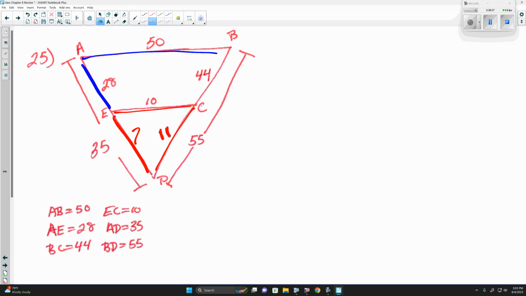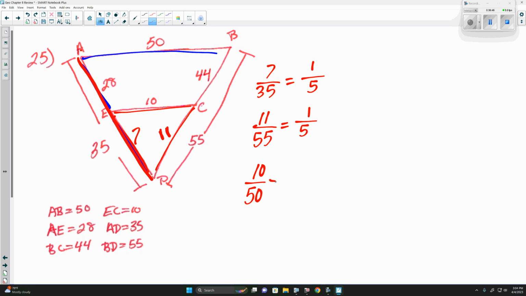We can do the same thing with the other side and get 55 minus 44 is 11. So now we can compare the sides. So we could say 7 over 35, because we're talking about the small triangle, the triangle inside, and the big triangle, the whole thing. We can also say 11 over 55, and lastly, we would have 10 over 50. 7 over 35 is, 11 over 55 is, 10 over 50 is.